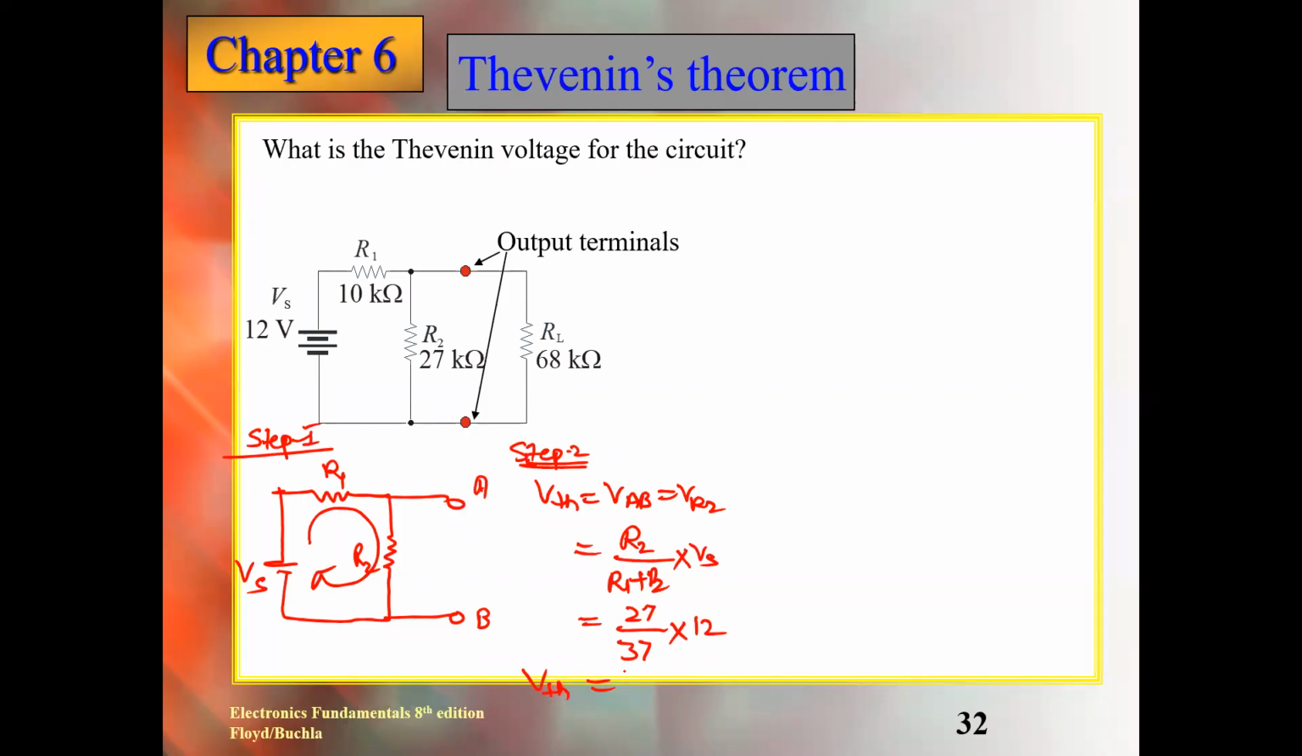9.75 volts. Okay, check it again. Any other students? 8.75. Okay, so 27 over 37 multiplied by 12 is 8.75. Check with one more student, because one said 9.75, another said 8.75. It's 8.76, 8.75, whatever. Okay, VTH. Now guys, what is the third step?